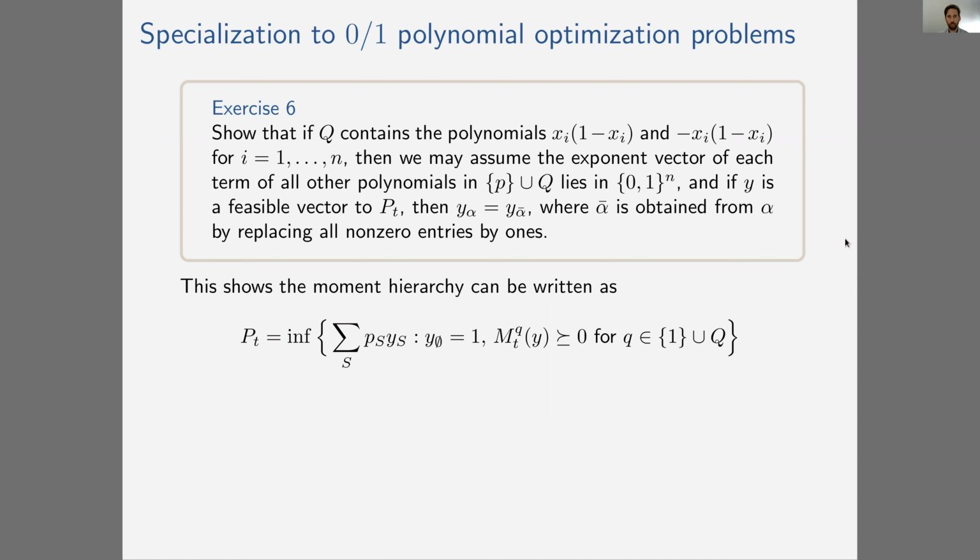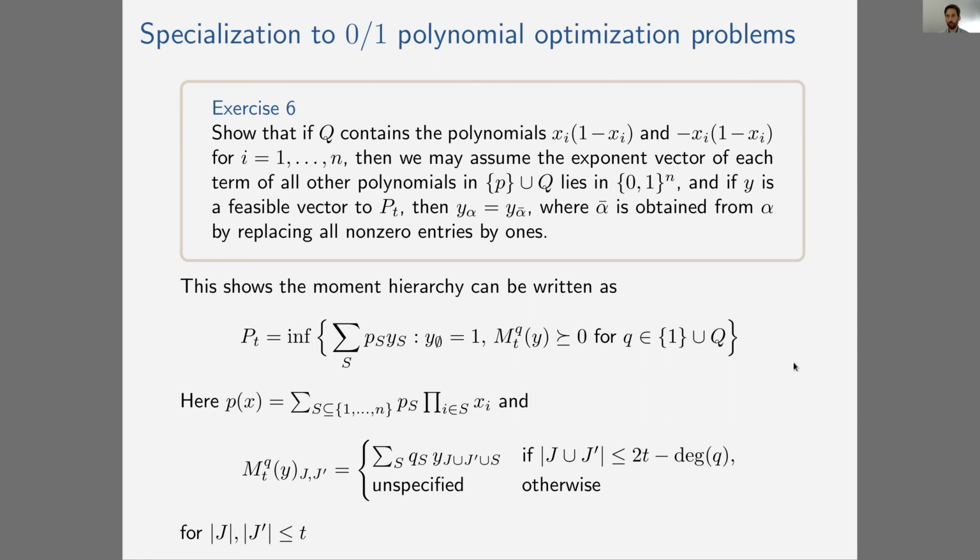And if you do that, you also immediately see that we can write the moment hierarchy in a different way. So there are some notational things going on here. We're going to index the coefficients of our polynomials, because of this condition here, by subsets of the numbers 1 up to n. And then we sum over all these subsets s where p_s is non-zero, and then we take the corresponding monomial, right? We take the product over i in s of x_i.